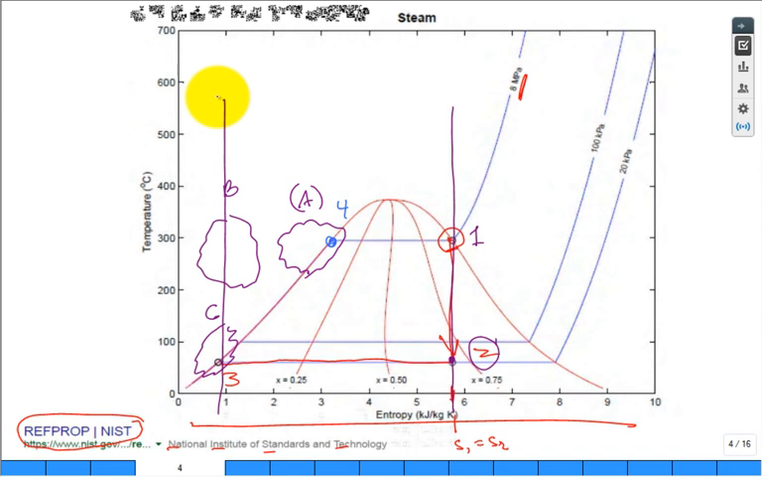So what do you think about A, the cloud A? Well, that would have had an increase in entropy to go from state 3 over to somewhere like this for state 4. That would mean it's irreversible. Entropy would have been generated in that pump. So we can rule out A, no good. The only real contenders are B and C.